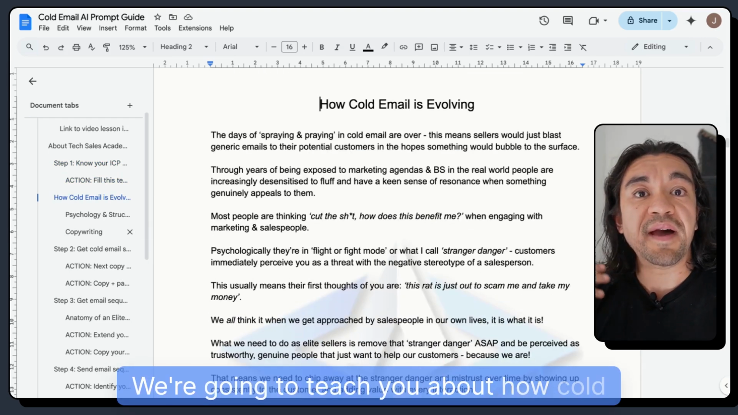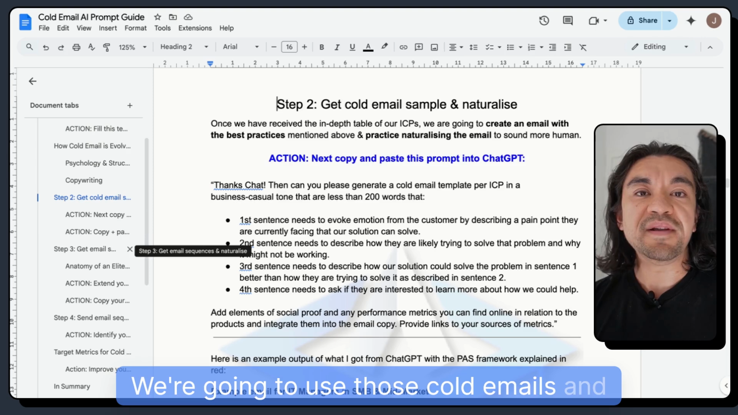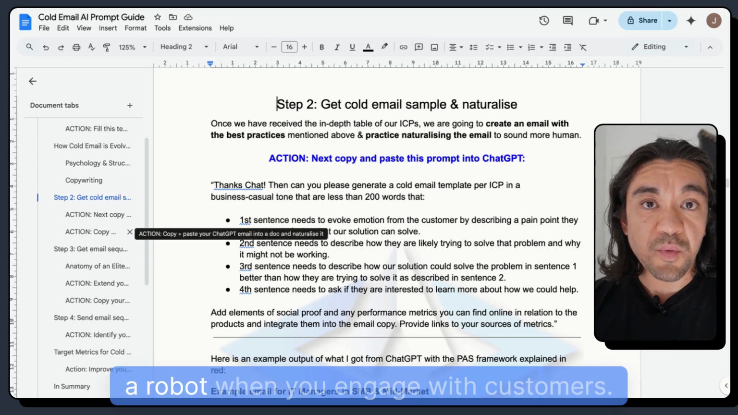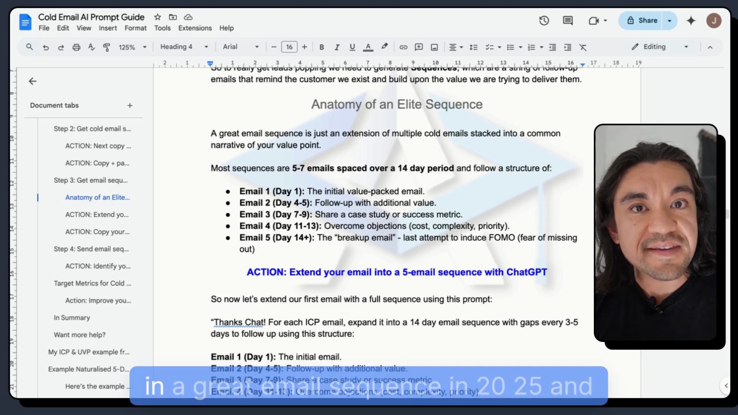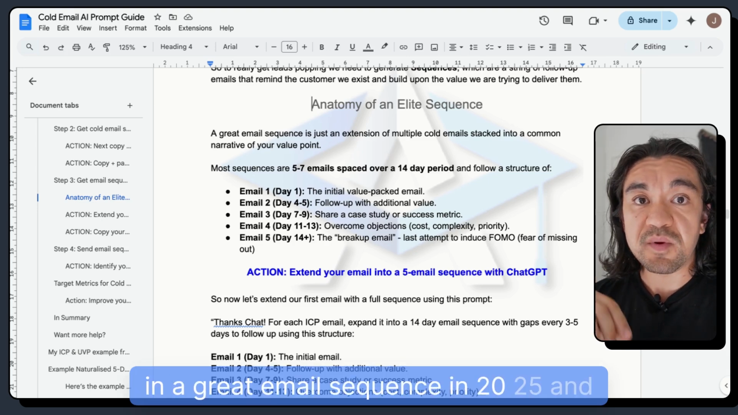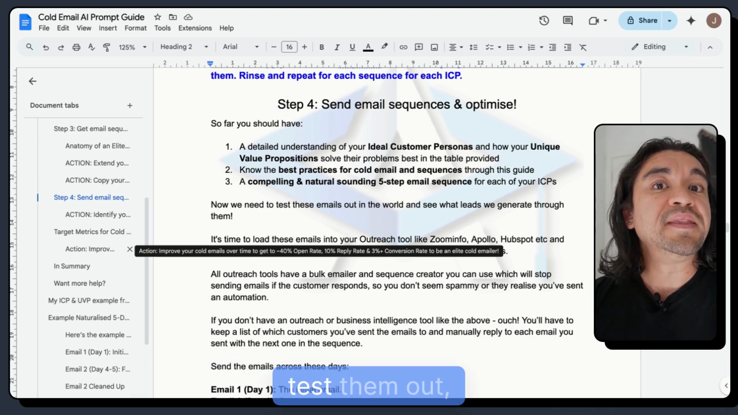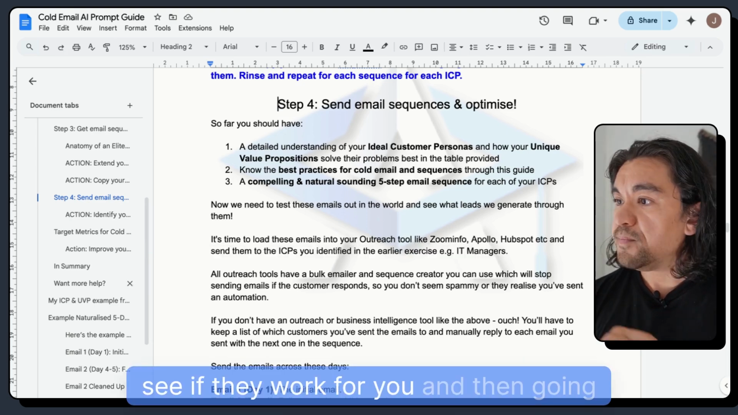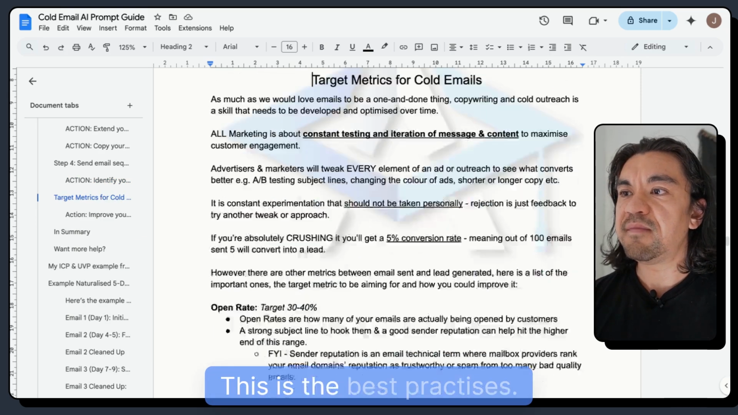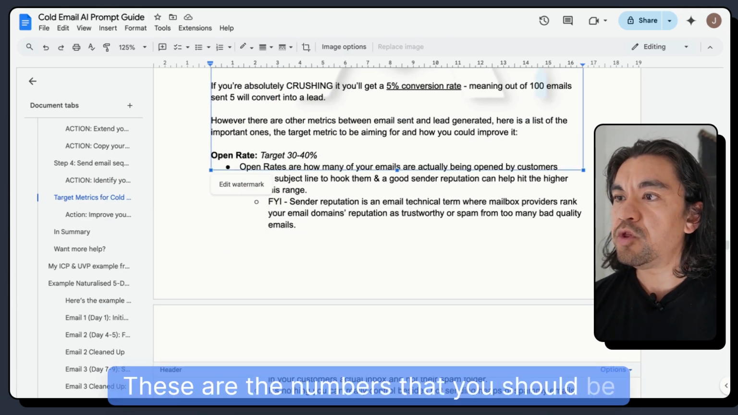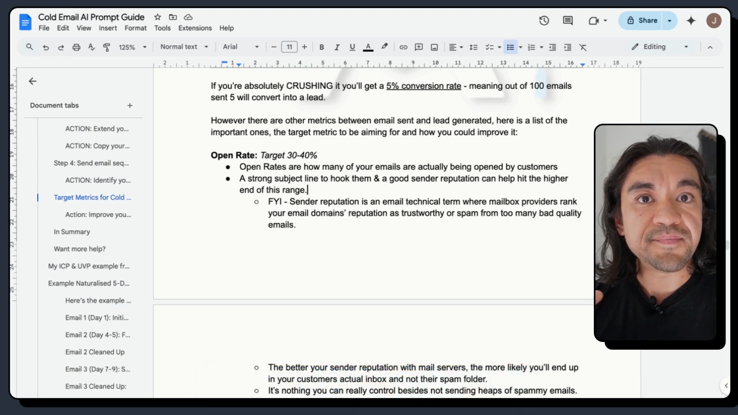We're going to teach you about how cold email has evolved over the last couple of years. We're going to use those cold emails and naturalize them so you don't sound like a robot when you engage with customers. We're going to tell you exactly what is in a great email sequence in 2025 and beyond. Then we're also going to send those sequences out, test them out, see if they work for you. And then going to also give you some target metrics. This is the best practices. These are the numbers that you should be chasing to be a great cold emailer, okay?